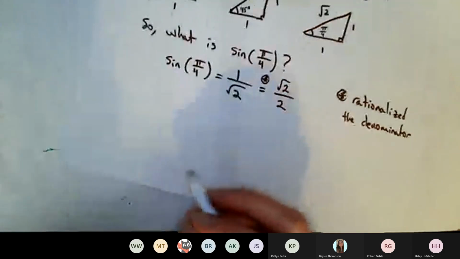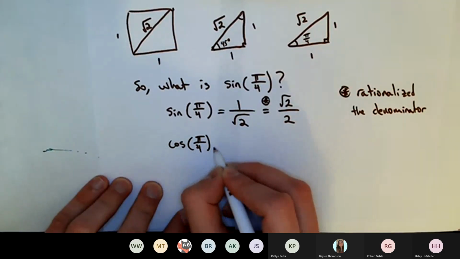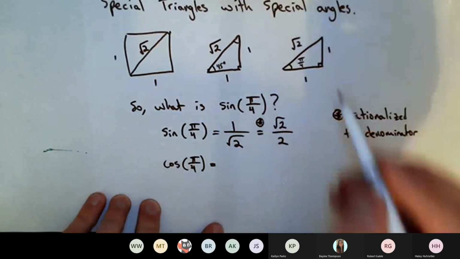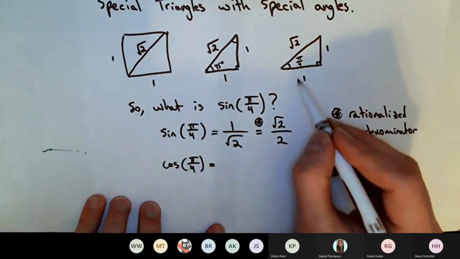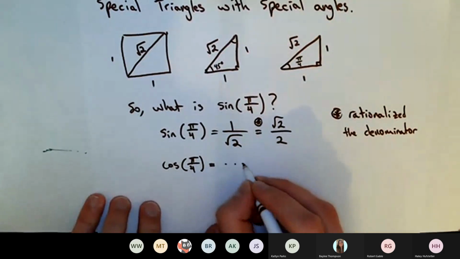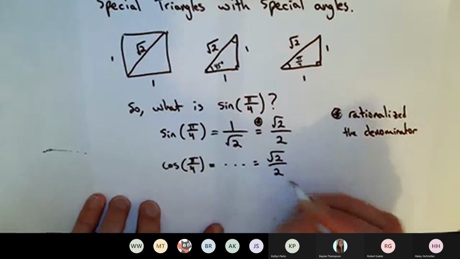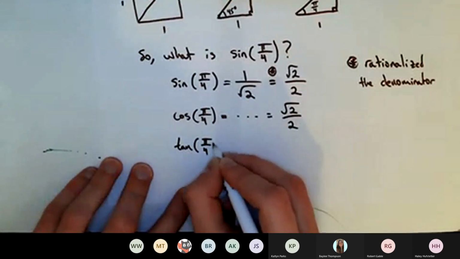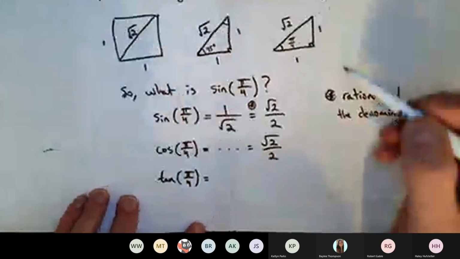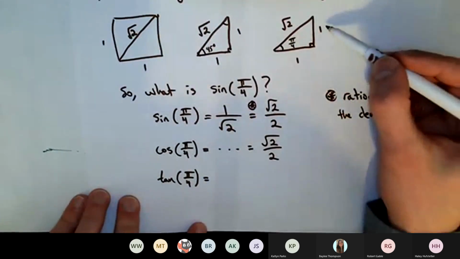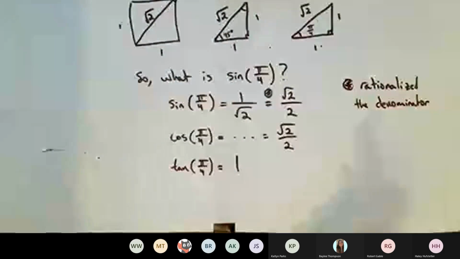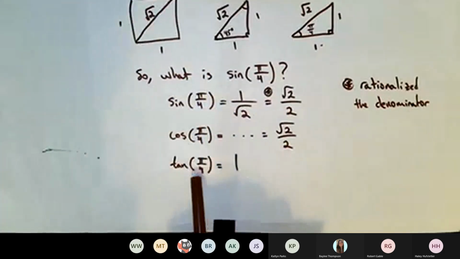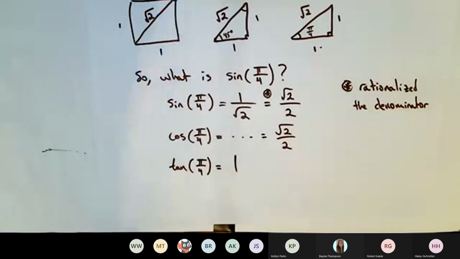What is cosine of pi on 4? It'll be the same. It'll also be 1 over square root of 2 because it's isosceles, right? So 1 over square root of 2, which will turn into square root of 2 over 2. What about tangent of pi on 4? Well, this is nice, opposite over adjacent, 1 over 1, which is 1. And by the way, pi on 4 is the same as 45 degrees, so if I replace any of these with 45 degrees, the answer will still be the same.